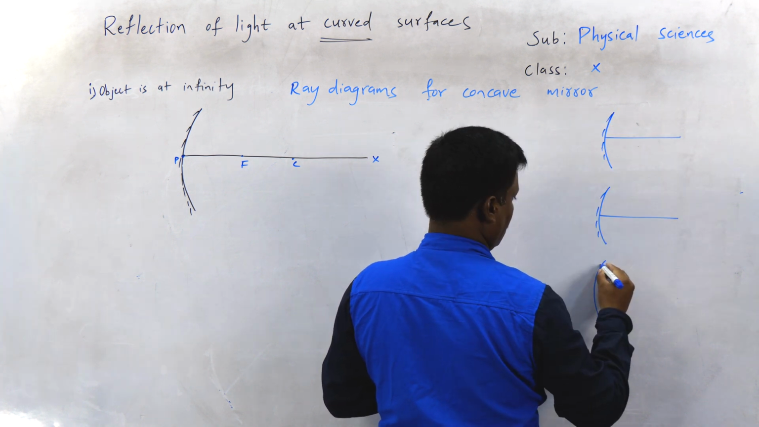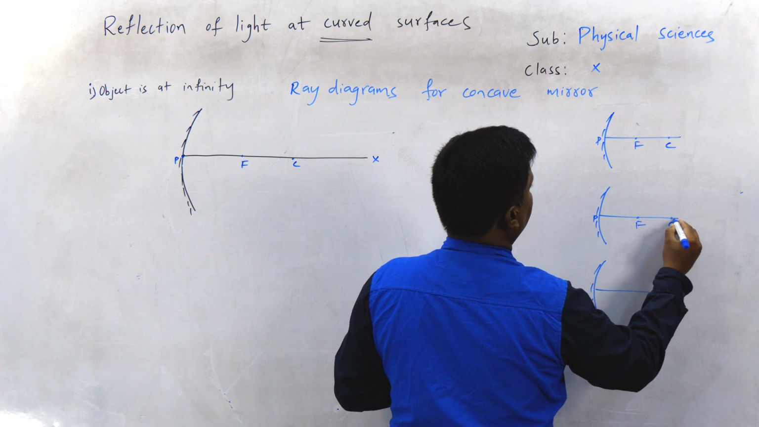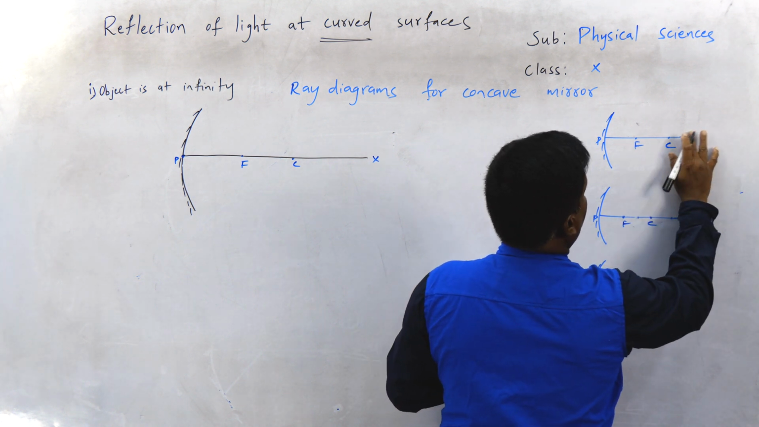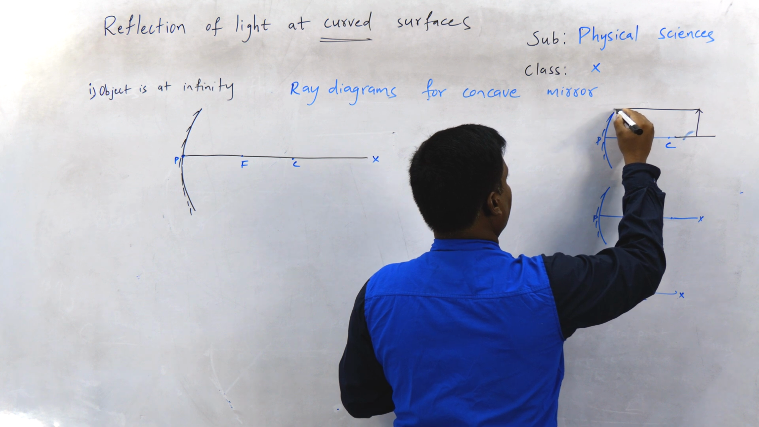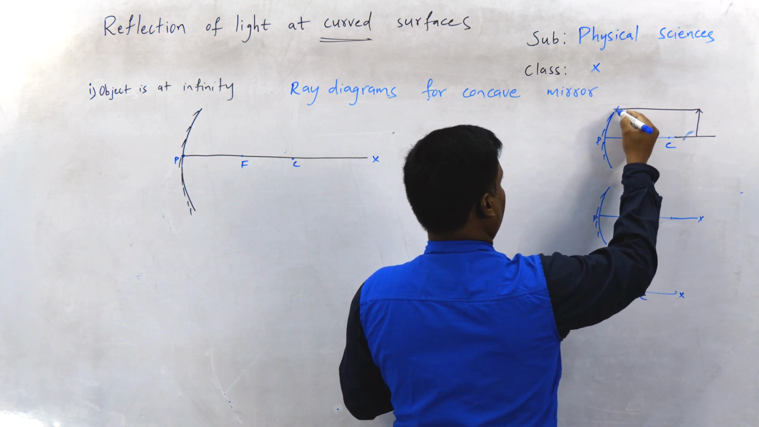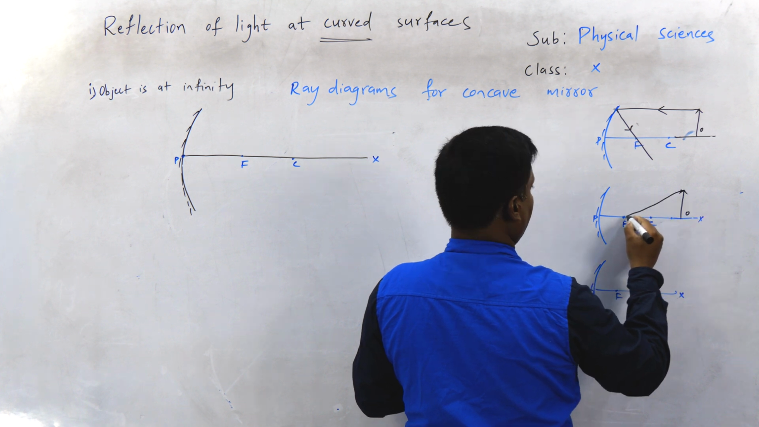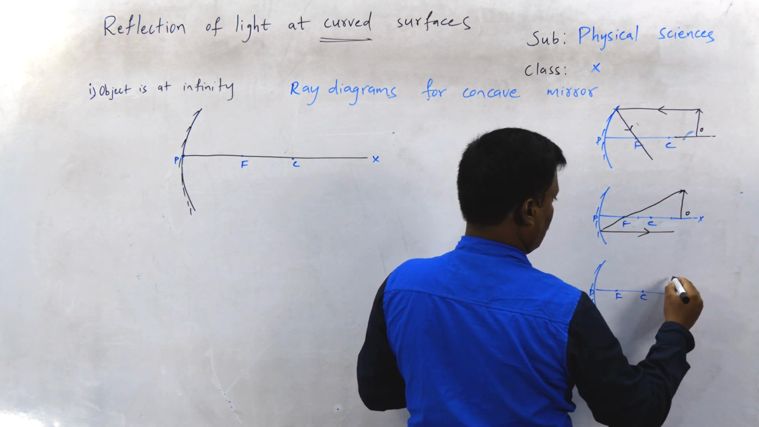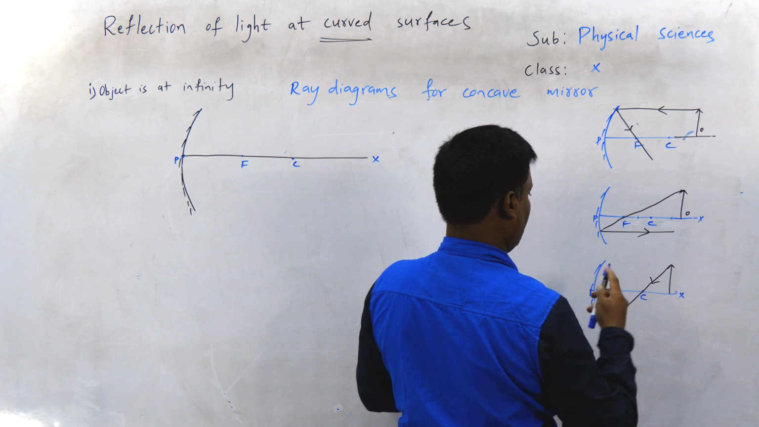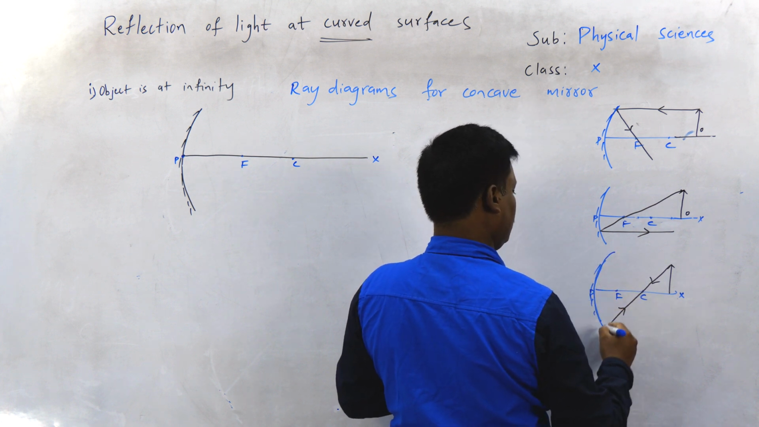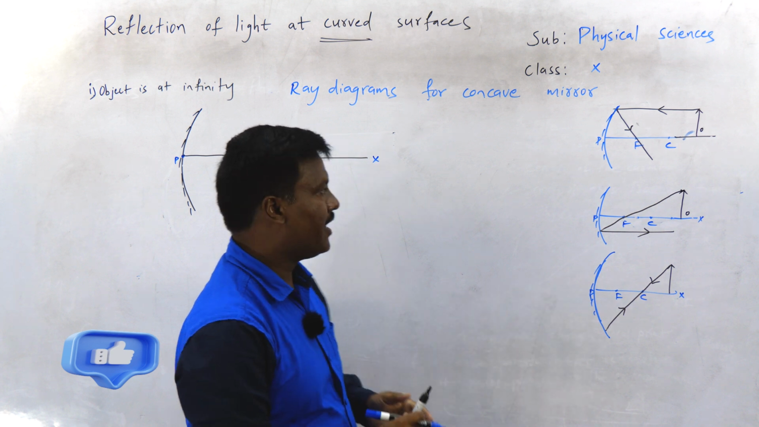Pole, focus, center of the curvature. These are the rules we use to draw the ray diagrams.